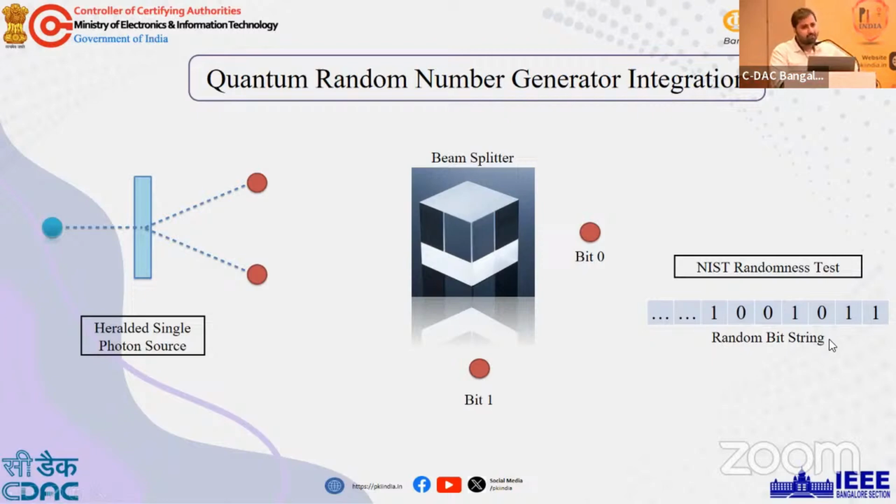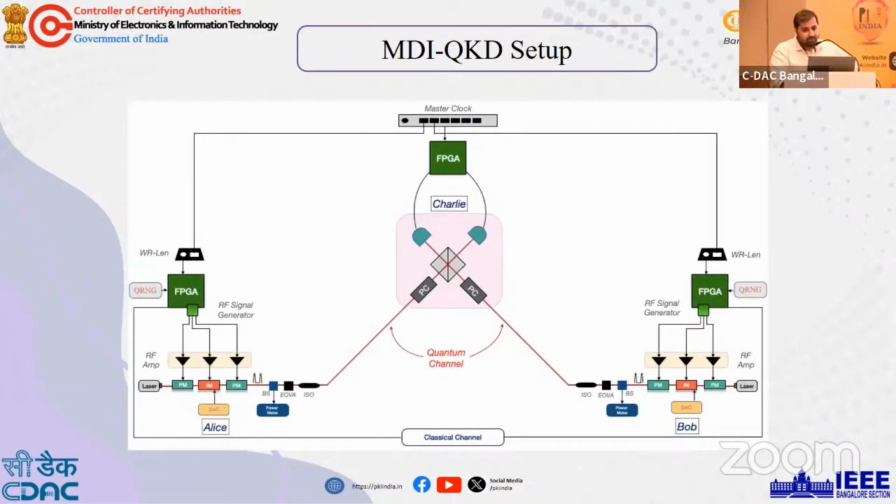Although there is an imperfection, we can do some randomness extraction. After extracting this randomness, it clears all the NIST randomness tests. So remember that now we have a random bit string, and we are going to integrate it with our existing hardware system. So this is the overall setup for MDI QKD.